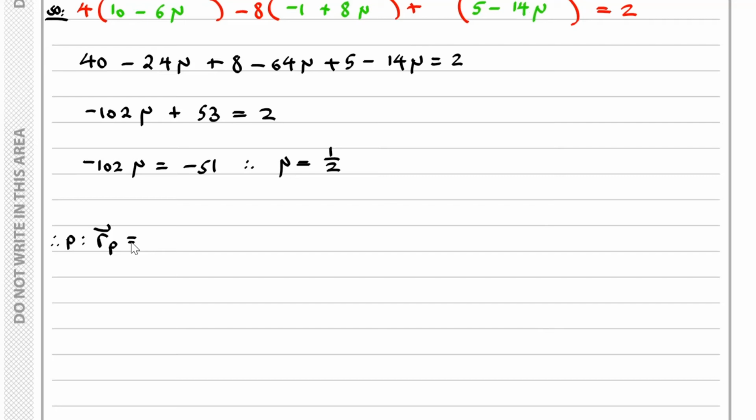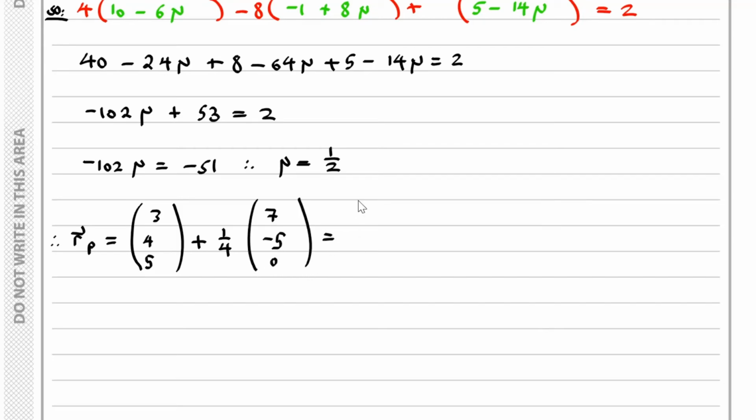actually let's write it like this. We can find the coordinates of p. That will equal (3, 4, 5) plus 1/4 lots of (7, minus 5, 0). And working this out, we end up with 4.75, 2.75 and 5.